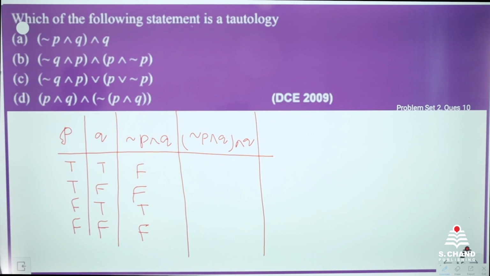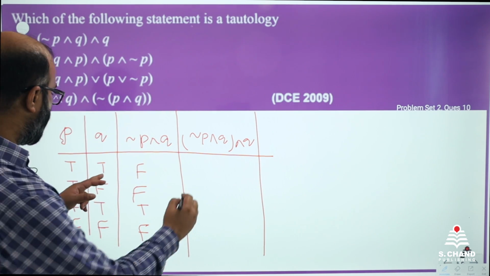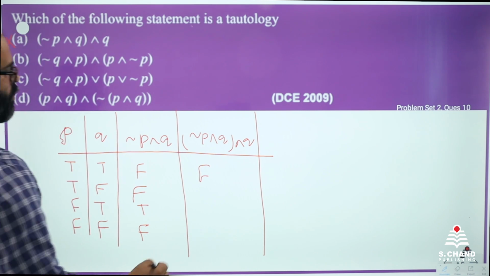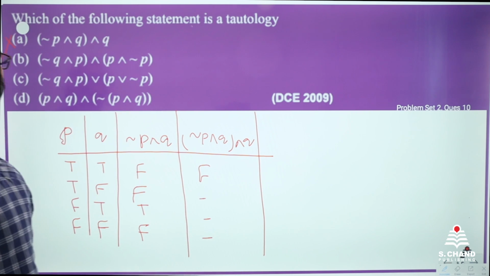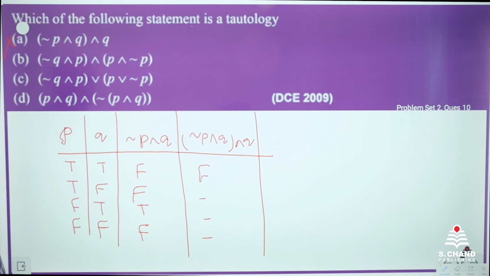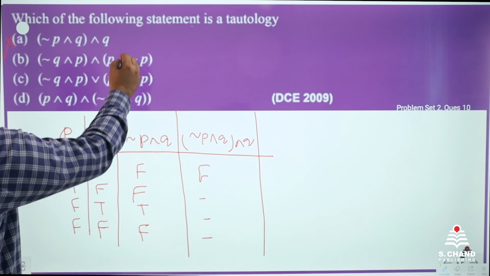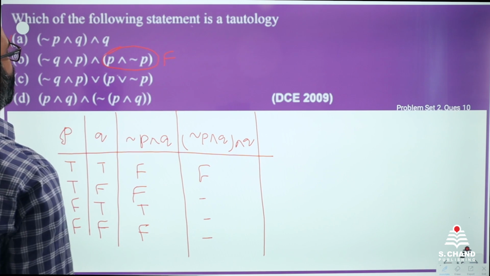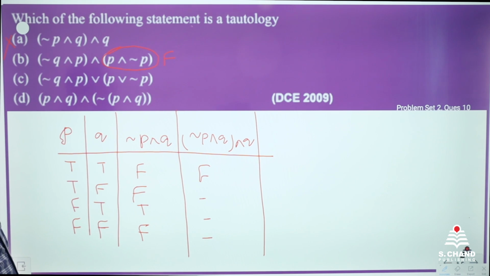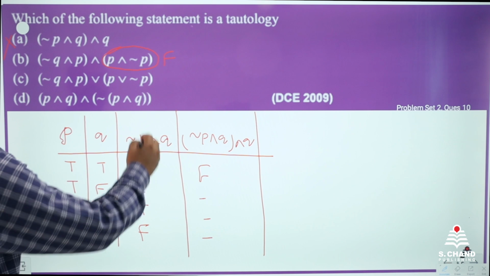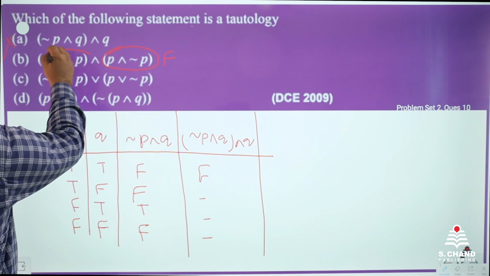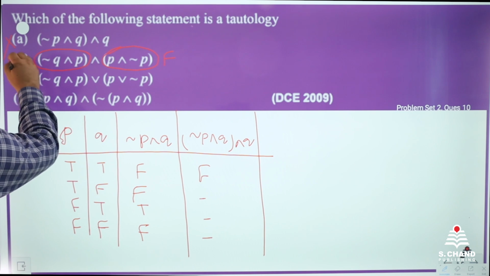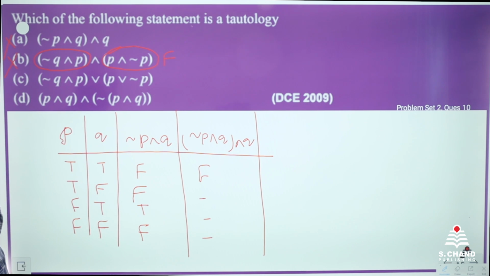Not of P and Q with Q. So what do you get here? False, and of course it is not a tautology. So this option goes. I'm not calculating the other part. Next, not Q and P, P and not P. So P and not P is actually false. The and statement between a statement and its negation is false. So this is false, and if you are taking it with anything, either true or false, it will be false. So this is also not acceptable. It is not a tautology.